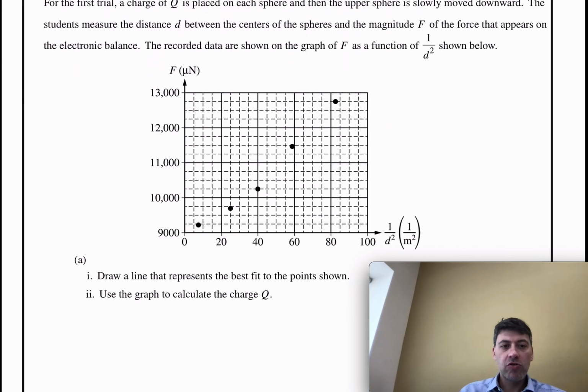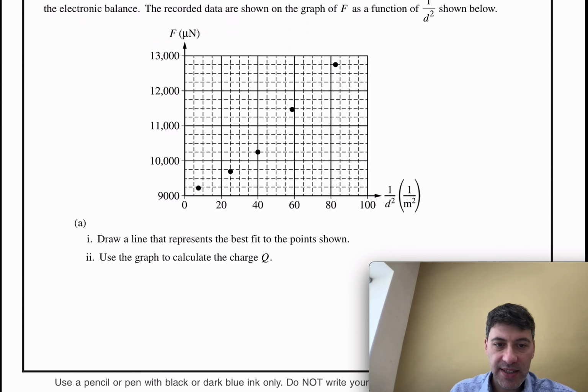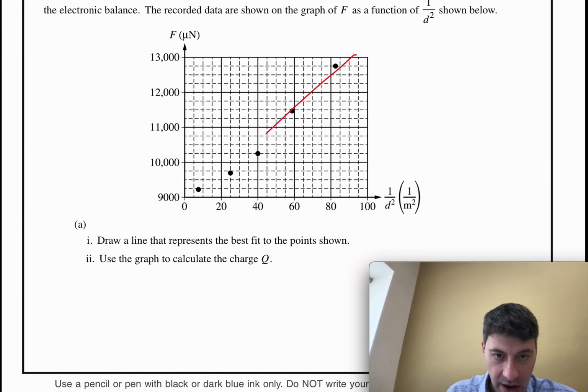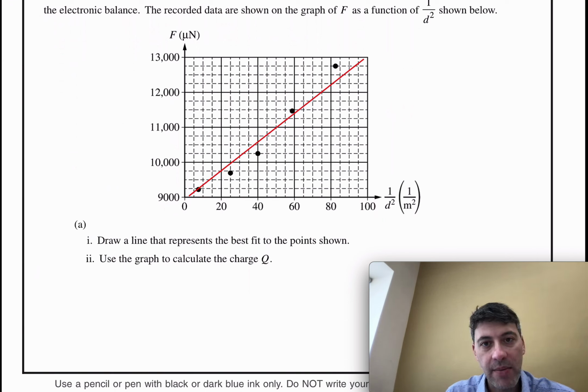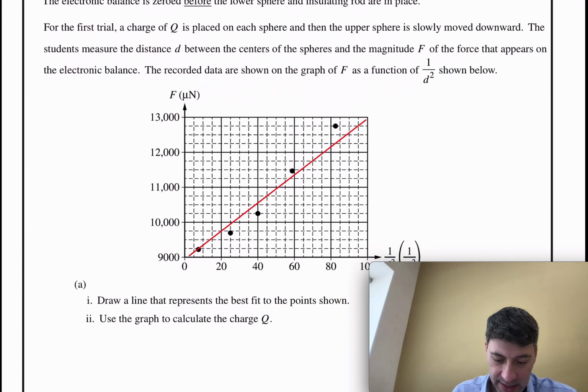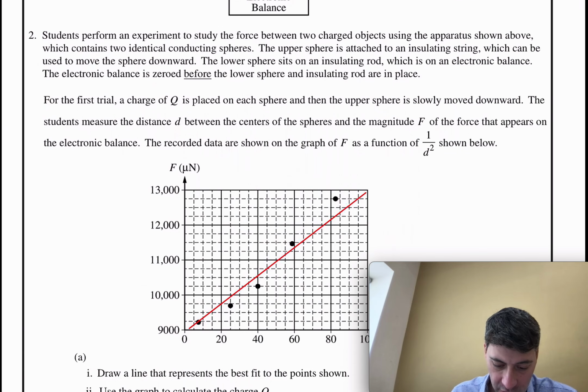Now, we need to draw a line that represents the best fit. Fair enough, that shouldn't take too long. With a ruler, we draw a line that has a few points above and approximately equal number of points below. I'm on the happy side with this. Okay, and we need to use the graph in order to calculate the charge Q. Now, let's see if we have any given values.